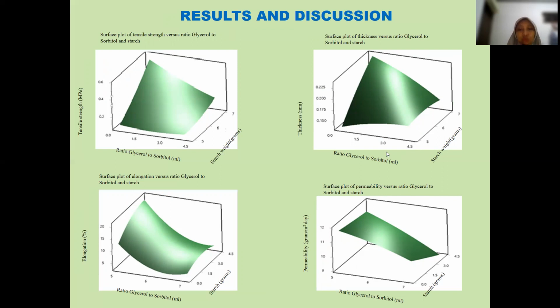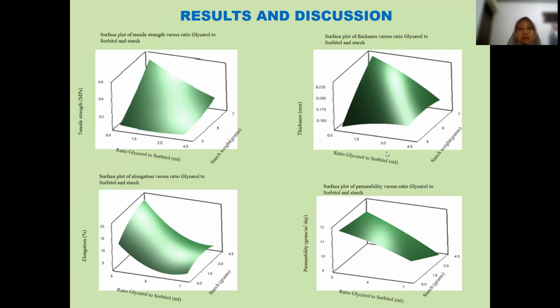The bottom left image shows the best condition at the top point of the graph, at a ratio of glycerol to sorbitol of 8 to 2 and a starch weight of 5 grams, and produces an elongation of 21.4%. The top right image shows the best condition, where the ratio of glycerol to sorbitol is 2 to 8 and the starch weight is 7 grams, and produces a thickness of 0.26 millimeters.